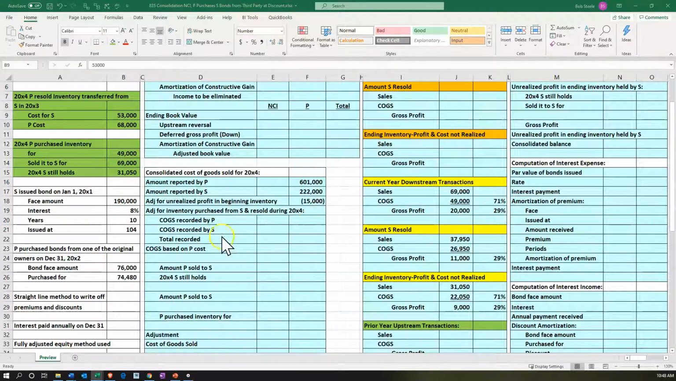Then we're going to go down and say the adjustment for inventory purchased from S and resold during 2000x4. So this is going to be the current period transaction that we had. We had the cost of goods sold recorded by P. It's going to be the 49,000. I'm looking at this current year transaction, which we're taking from this data. So I'm going to be picking up the 49,000 recorded by P, and then the cost of goods sold recorded by S. Now we're going to be picking up the number of this 37,950.